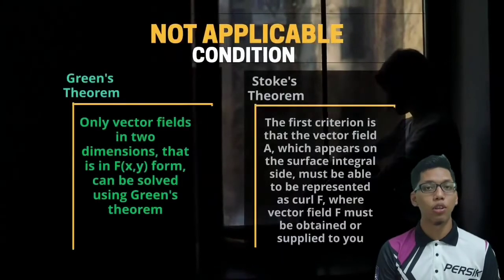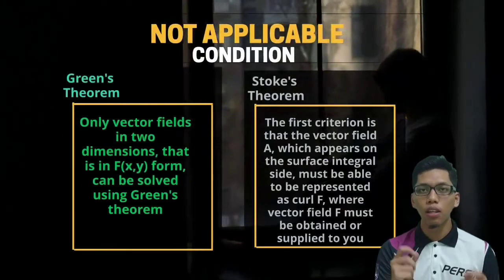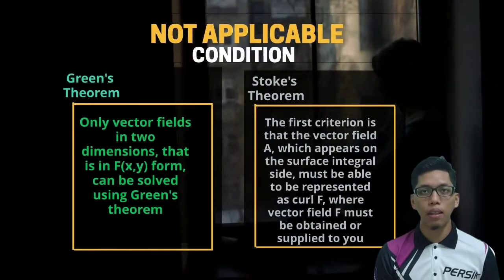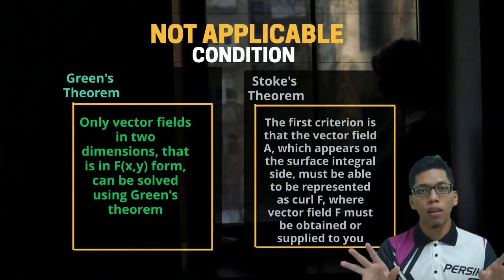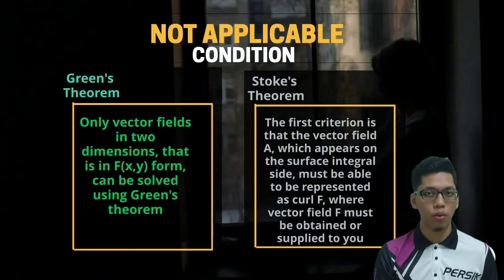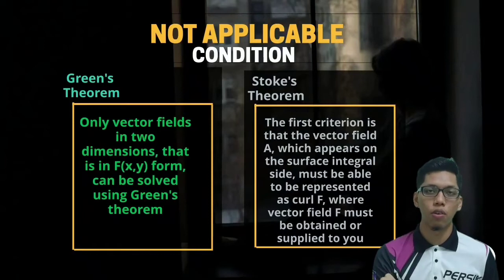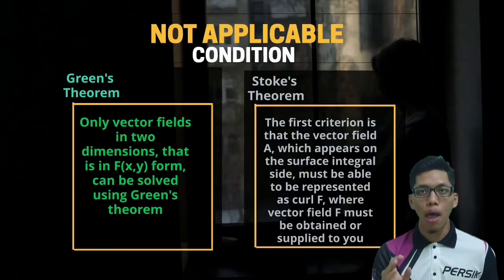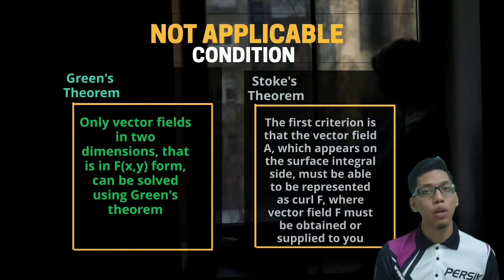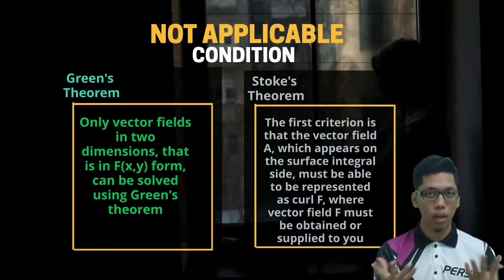Not applicable conditions for both theorems. Green's theorem only applies to vector fields in two dimensions. So if we are given a three-dimensional equation, that's not useful if you would like to apply Green's theorem. While for Stokes' theorem, the vector field that appears on the surface integral side must be able to be represented as curl F, where vector field F must be obtained or supplied to us.